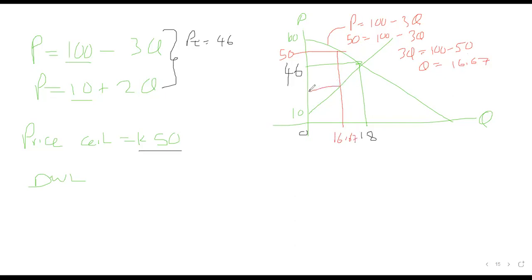We also need to know the floor price here. How do you know the floor price? This is our supply function. What's the supply function? 10 plus 2Q. Where there's Q, we're going to put what? 16.67. Okay. So we're going to get 43.33.